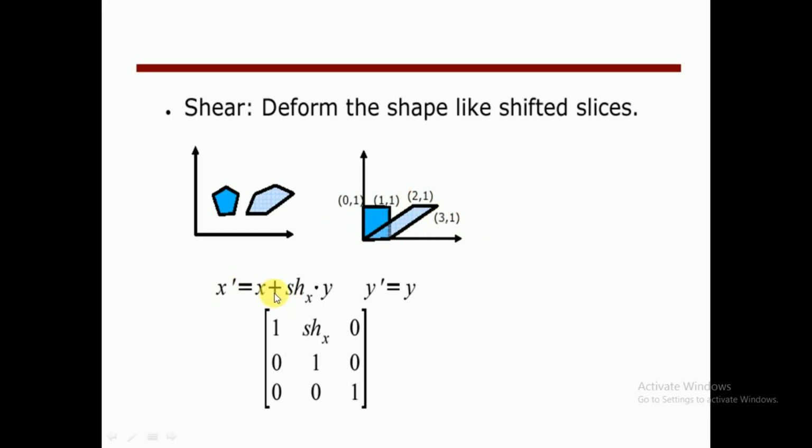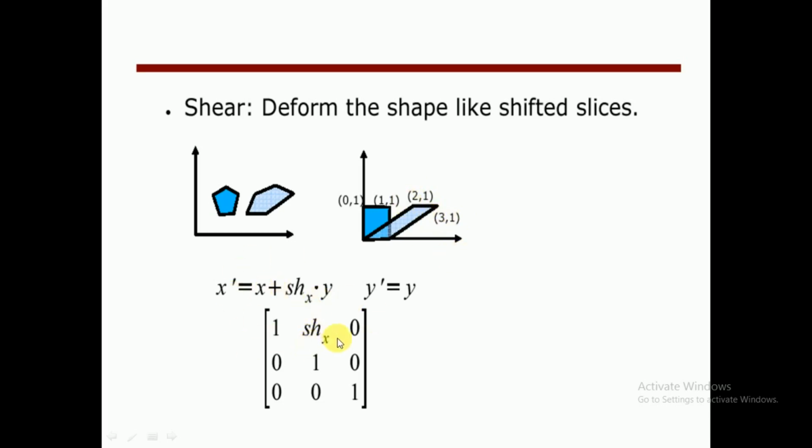x' equals, in the x direction, x plus shx into y. You will have to get x' like this if it is shear in x here. Y' becomes the same. There is no change in y, right? You see, there is no change in y. Y remains 1, y remains 1. Only there is change in x.